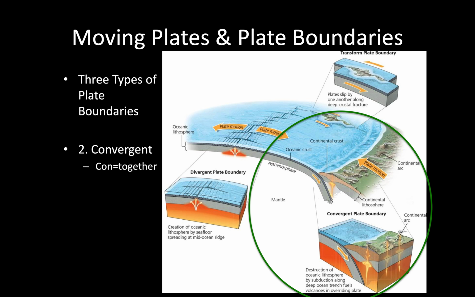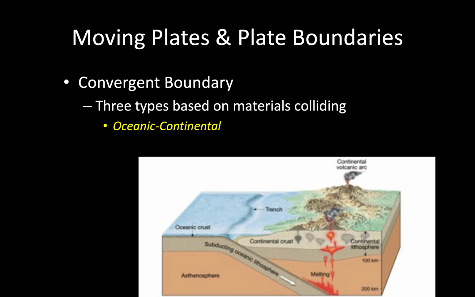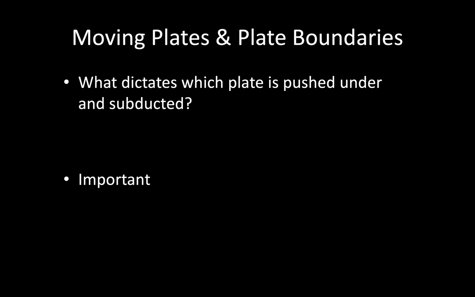The second is convergent. Now, if a divergent plate boundary is, move your hands with me, moving away from each other, convergent means together, so move your hands together. There's 3 types based on the material colliding. There's oceanic, meaning 2 types of oceanic crust hitting each other, oceanic-continental, and continental.